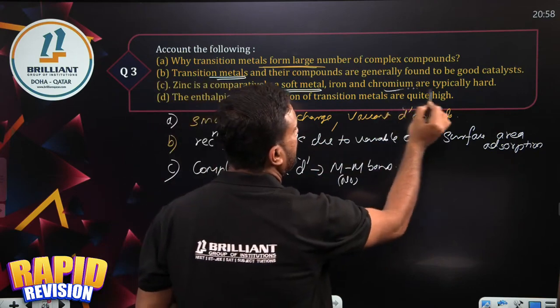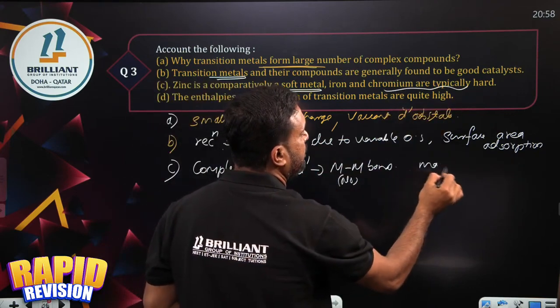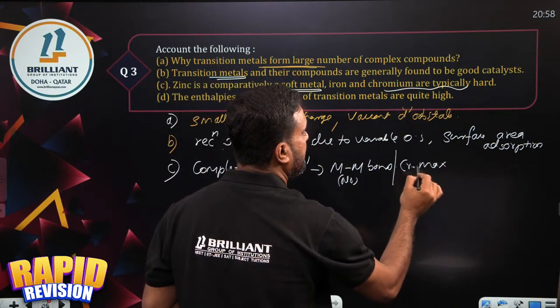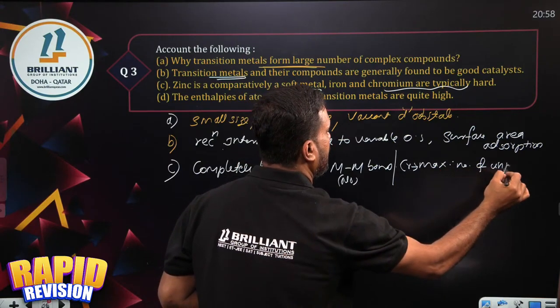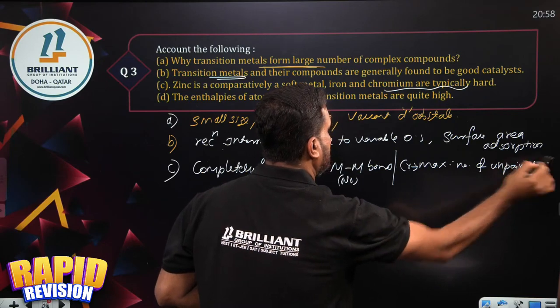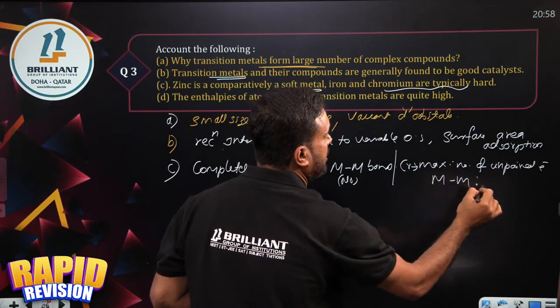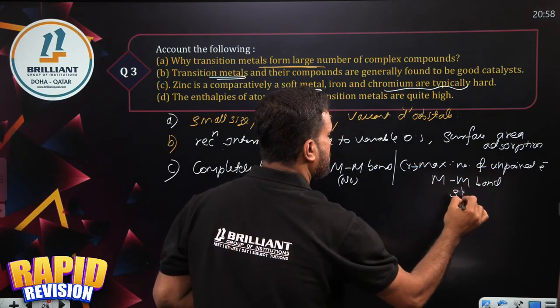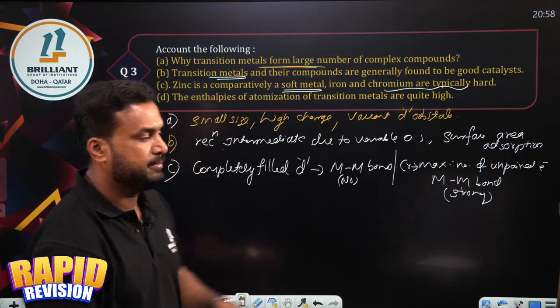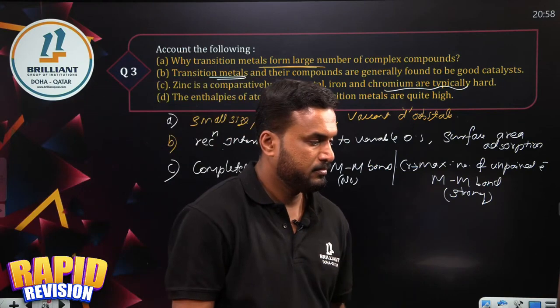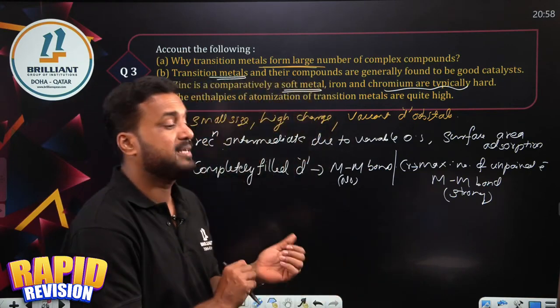What about chromium? Cr has the maximum number of unpaired electrons. So a strong metal-metal bond will be formed by chromium because of the maximum number of unpaired electrons. Yes, there is no metal-metal bond in the filled case.